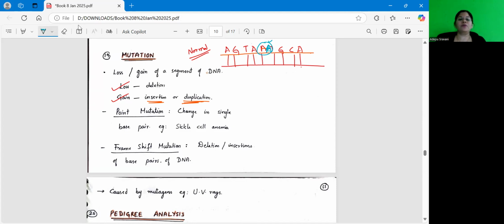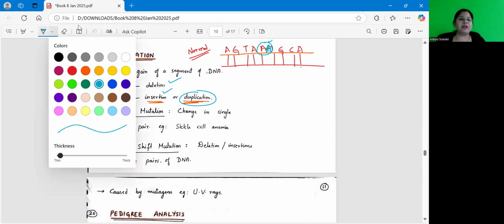Am I clear? So mutation can be due to two types. It could be due to loss or gain of nucleotides. Loss is simply deletion of any of the nucleotides. Gain can be of two types. It could be simply insertion of any nucleotide or duplication. We have a nucleotide before, and again the same nucleotide, if it is repeating, then we call it duplication. Clear? Now, mutations again can be of two types, point mutation and frame shift mutation.